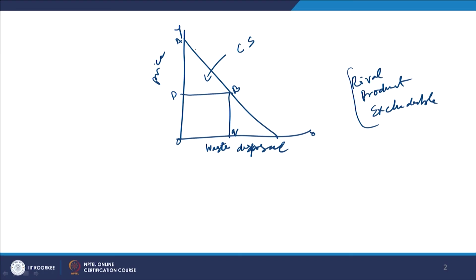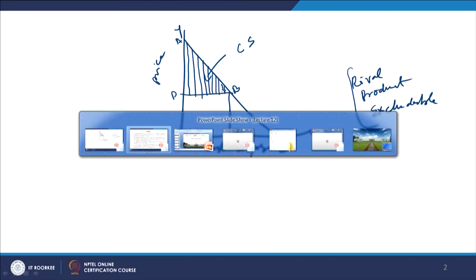So, this is a consumer surplus because the market price is OP and the consumer is willing to pay for the different units of waste disposal, and that is why this is called consumer surplus. So, we can apply this concept in environmental economics.